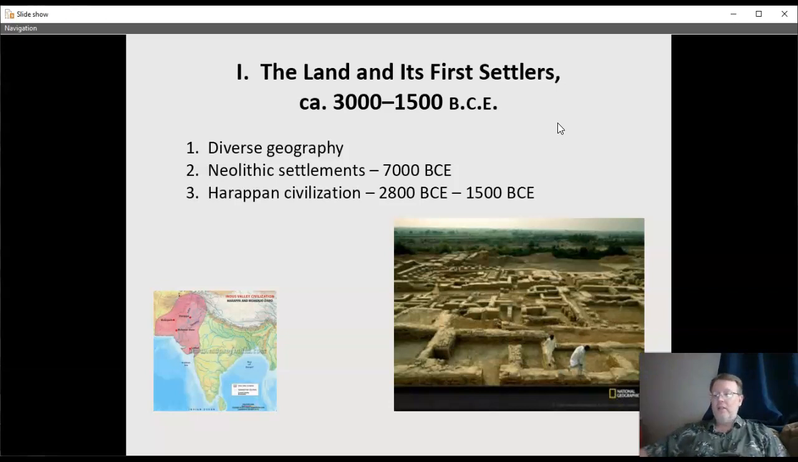Culturally, economically, well off, prosperous, we think. We have an interesting example. This is actually a picture here of the ruins of Mohenjo-Daro. This is a city. This is a Harappan city.